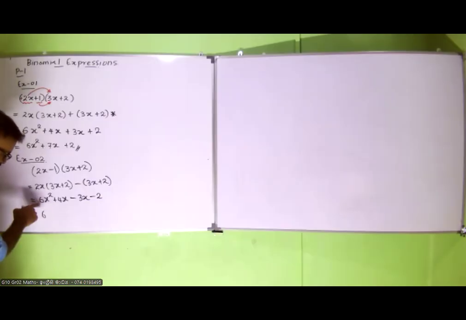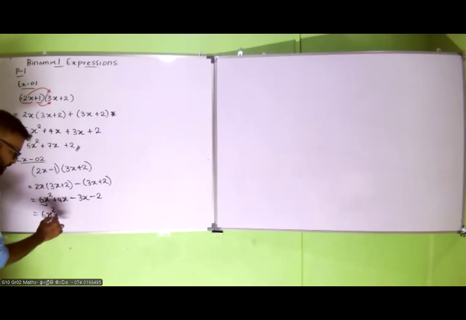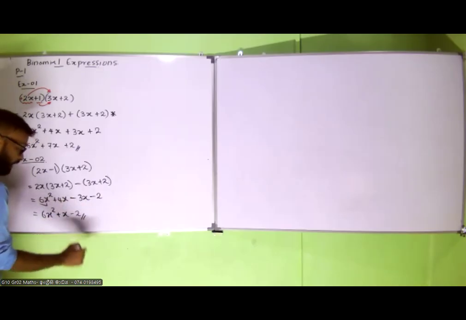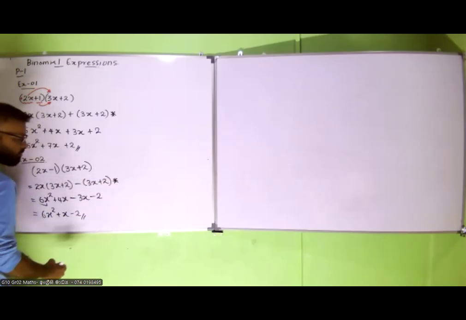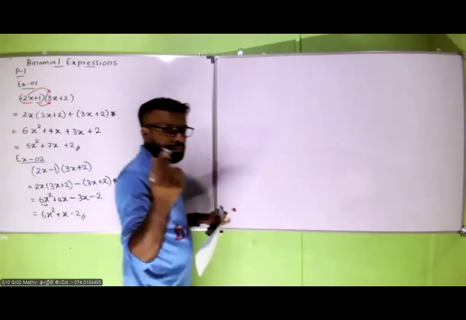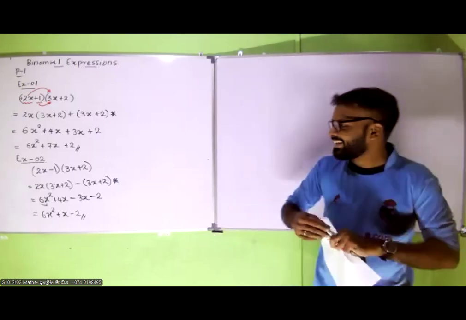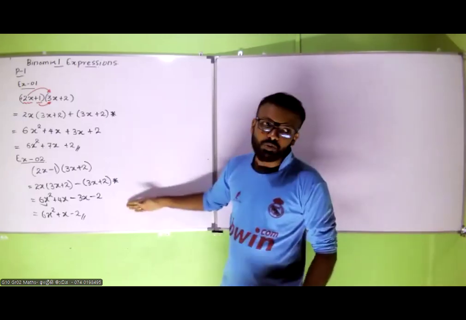Now the like terms. 6x squared. There are no other x squared terms, only this one. Sorry, 4 minus 3, positive x minus 2. Again, writing this is an extra step that wastes your time and the ink of your pen. Okay, so this is how we are going to do it.